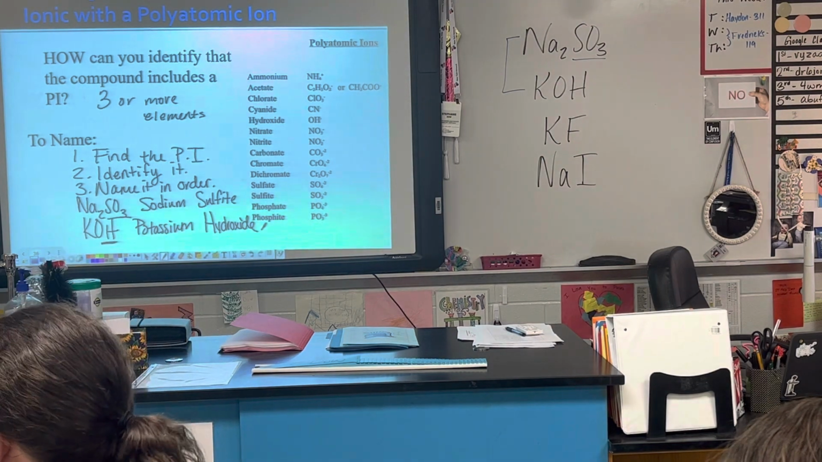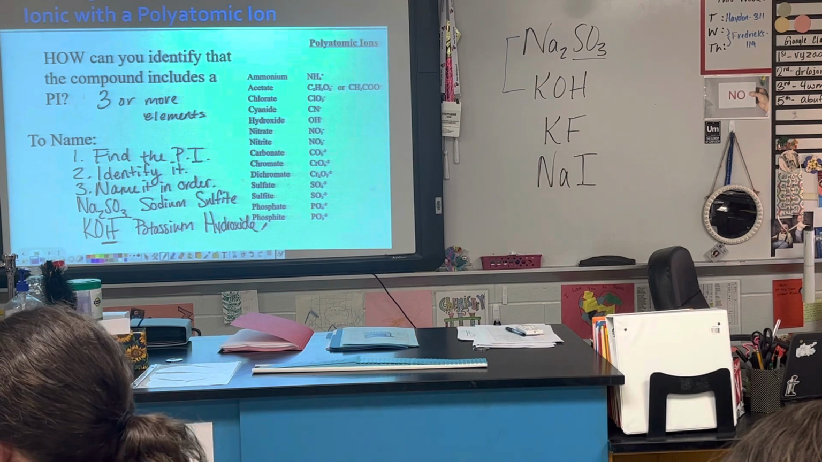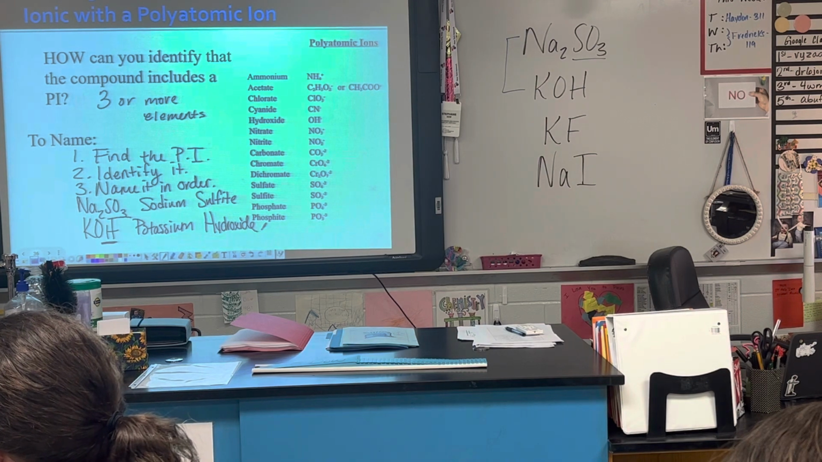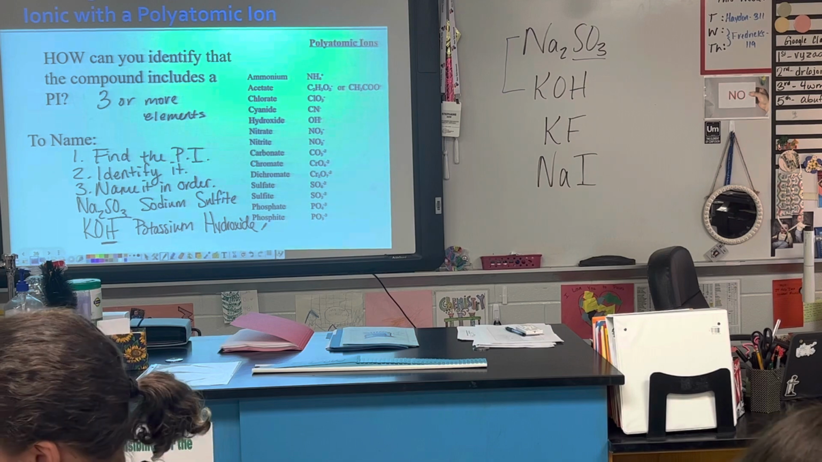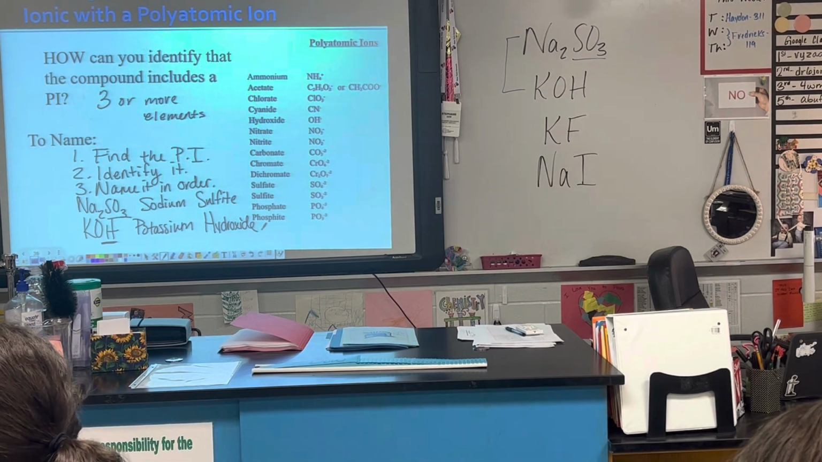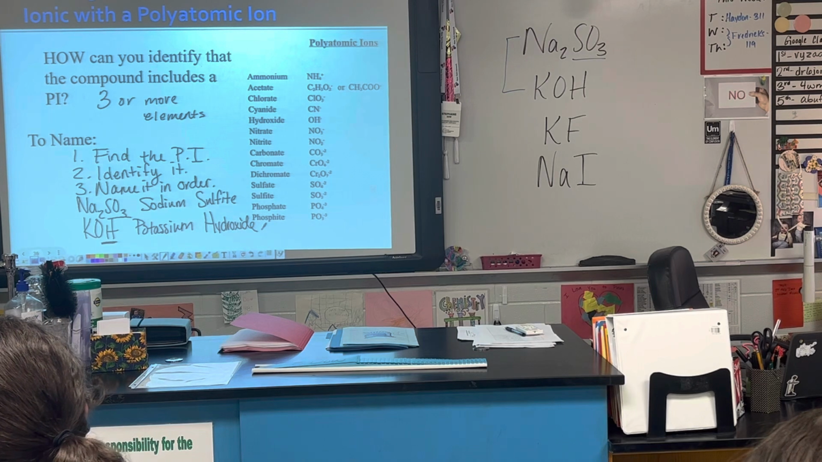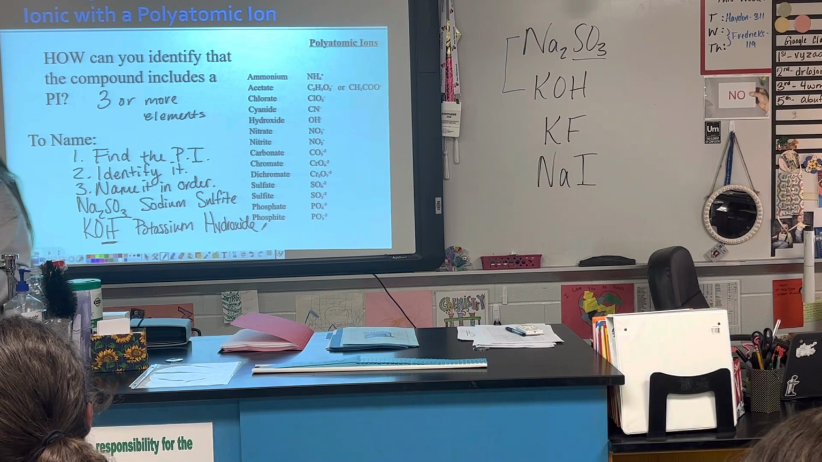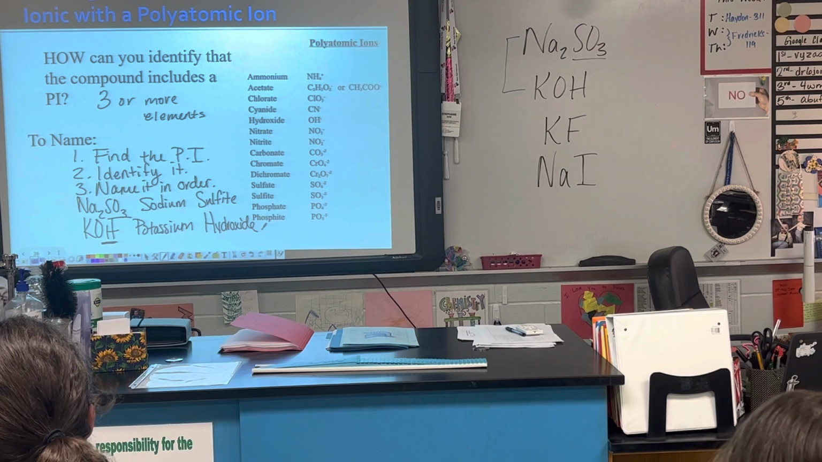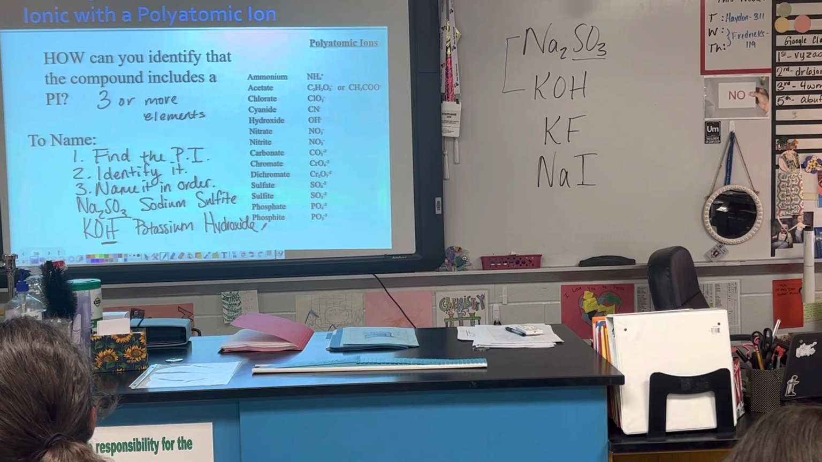What would you do about, like, CN? Well, you would never have cyanide first because it's negative. The only one you could ever have first is ammonium, because it's the only positive polyatomic ion. Remember, positive always goes first in an ionic compound. All the other polyatomic ions are negative, so they'll always go second.